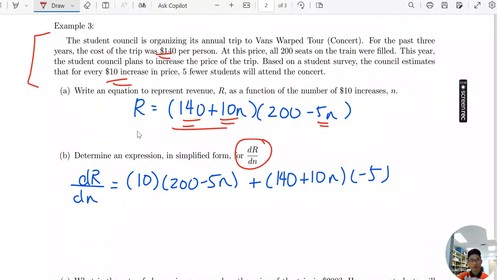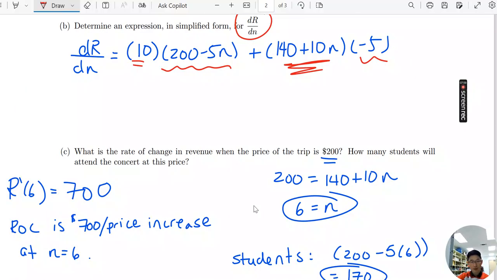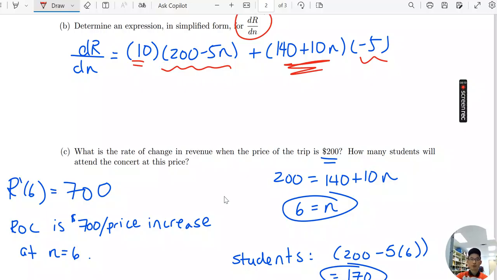So again, using the product rule, find the derivative of the first, copy the second, plus, copy down the first, find the derivative of the second. Now we are trying to find what is the rate of change in revenue when the price of the trip is $200. Okay.